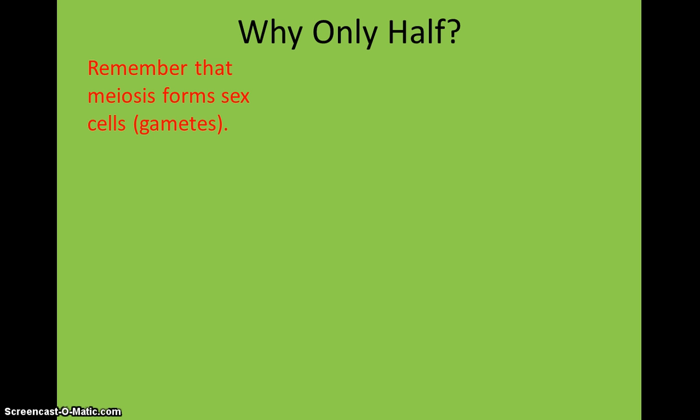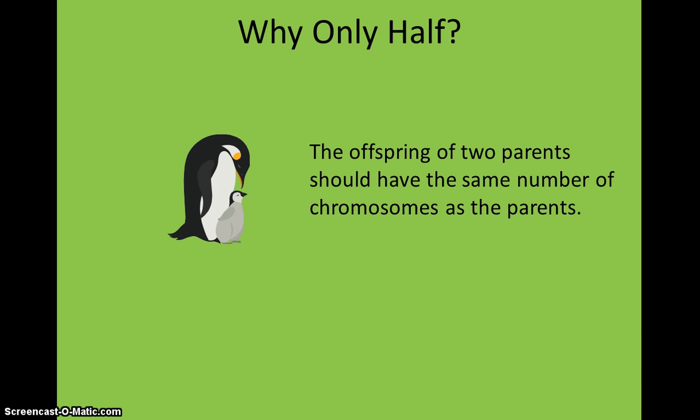So now, we still haven't answered the question, why only half? Well, you remember from our definition that meiosis forms sex cells, also called gametes. The offspring of two parents should have the same number of chromosomes as both of those parents do individually. Now, you may think that having more chromosomes might be a good thing. You might have some kind of super baby, but that is actually not the case. More chromosomes can actually mean that there are problems. In fact, the genetic disorder known as Down syndrome is caused by having one extra chromosome.